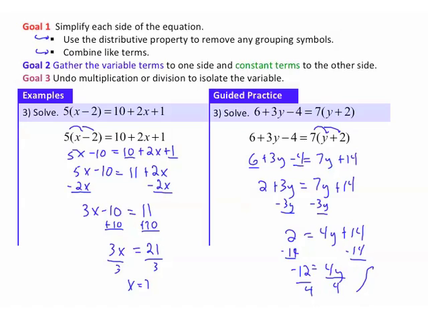Let's come over here then. On the left side, a negative 12 divided by a positive 4 would give me negative 3. And on the right side, 4y divided by 4 is just going to give me y. So I get my final solution of y equals negative 3.